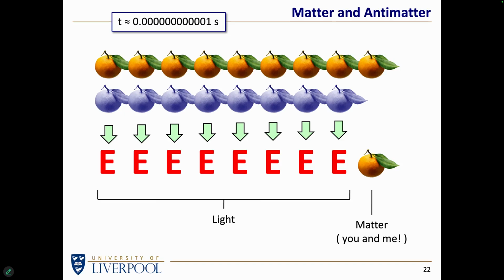This would imply that if it was 1 part in a billion left over because of that asymmetry between matter and antimatter production, there ought to be something like 1 billion photons of light for every particle that's floating around in the universe. And that is indeed what we see when we try and do that measurement.